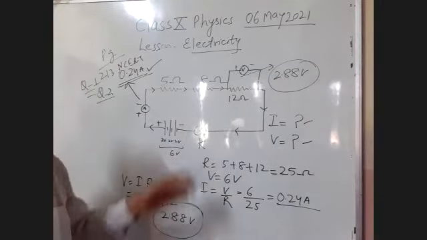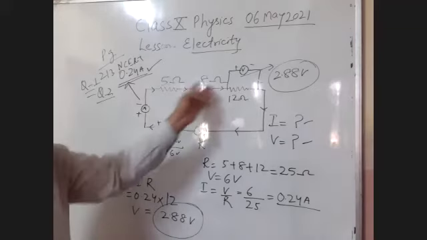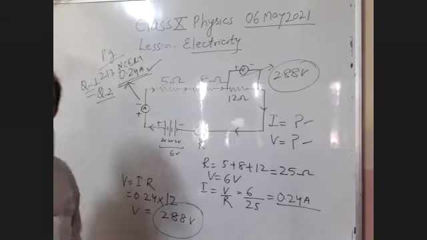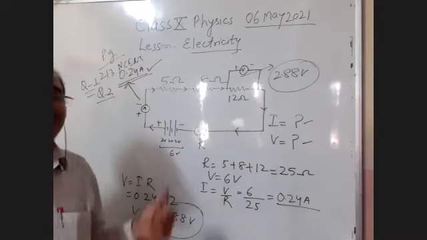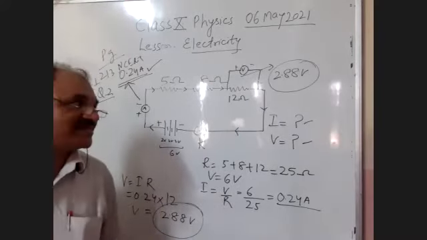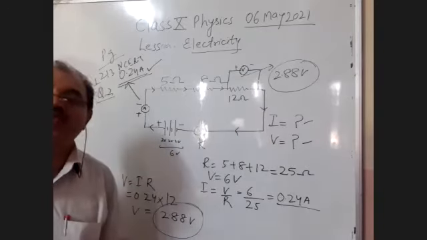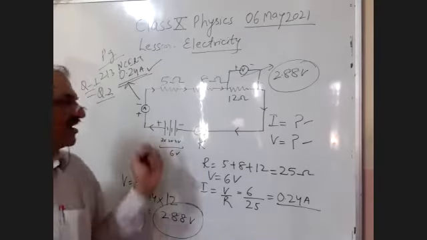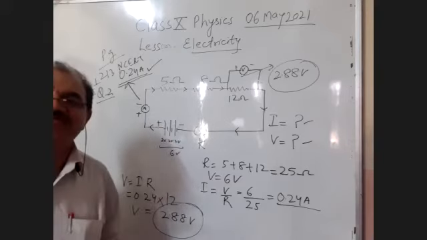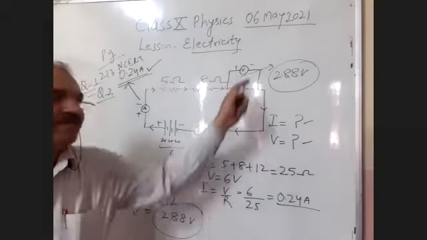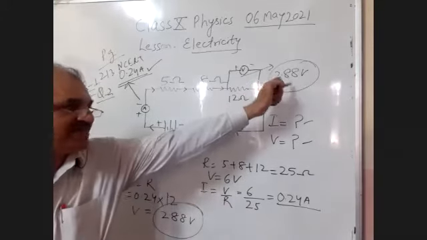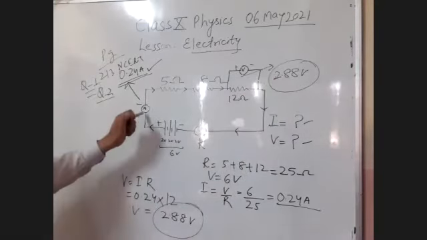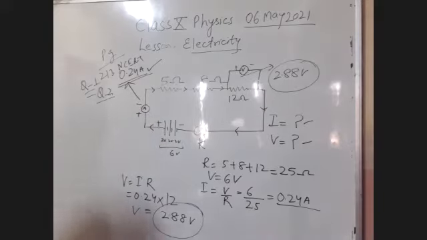Now for the second question, three resistances are given: 5 ohm, 8 ohm, and 12 ohm. The ammeter is connected in series and the voltmeter is connected in parallel. We have to calculate the ammeter reading, that is the current, and the potential difference across the 12 ohm resistance. It is 2.88 volt, and the current will be 0.24 ampere.